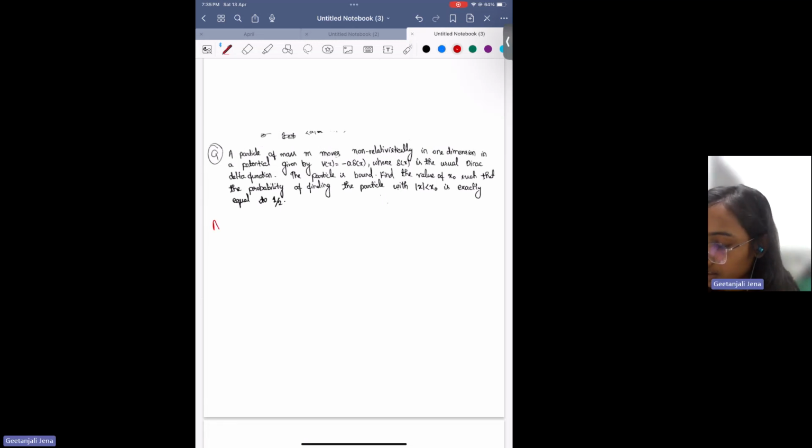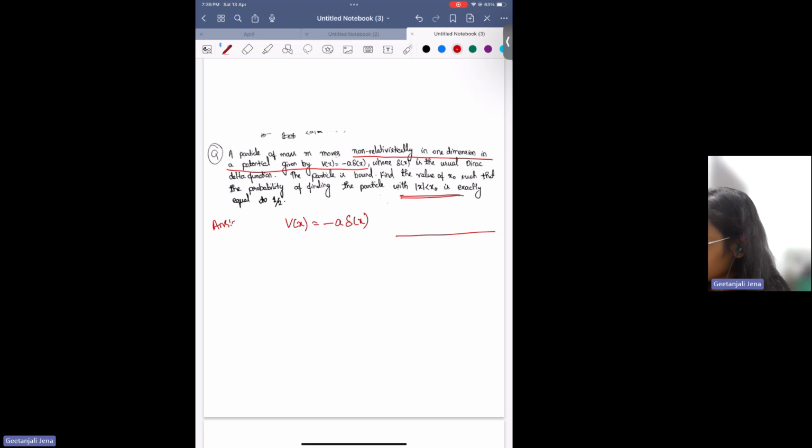The next one is also a Dirac delta potential. So what is given? A particle of mass m moves non-relativistically in one dimension in a potential given by V(x) = -a δ(x), where δ(x) is the usual Dirac delta potential. The particle is bound, that means E is less than 0, and find the value of x0 such that the probability of finding the particle in the region where |x| is less than x0 is exactly half.